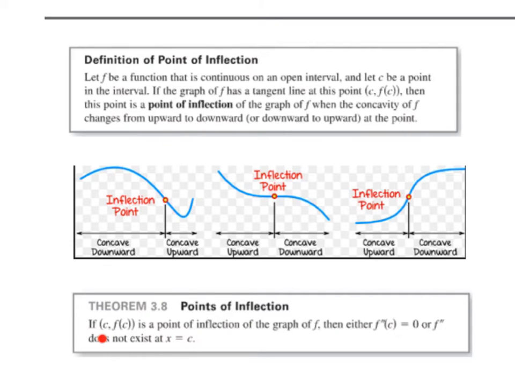So if this is a point of inflection, then either the second derivative equals 0 or the second derivative does not exist. Remember, we had a similar test when we were looking for extrema, and we were looking at critical values. The critical value was where the first derivative was equal to 0 or the first derivative did not exist. That was for critical points. Well, a point of inflection is a critical point, but we're going to test it with the second derivative.